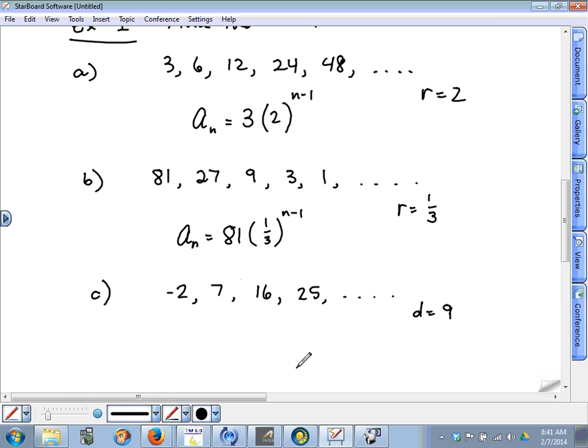So this was last time. It might not have had time to sink in yet, but we're not going to use an exponential equation to model this. We're going to use a linear equation to model this. In the linear equation, the common difference is d. So in a linear equation, that's synonymous to a slope, right? So a sub n equals 9n minus 11.